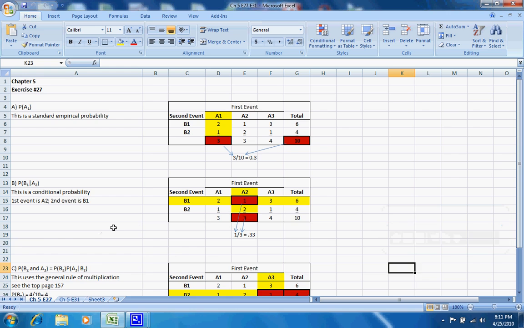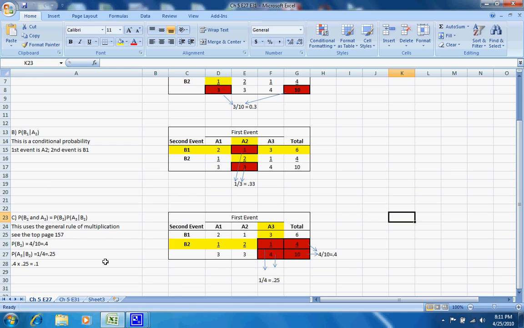The third part of this question, part C, is going to make use of the general rule of multiplication, and there's a really good example of this outlined on page 157 of the textbook. What we're going to do here is this is asking for the probability of both B2 and A3 occurring, and this is going to be a multiplication situation. Notice that I've rephrased it, so it's going to be the probability of B2 times the probability of A3 conditional on B2. So B2 has to happen and then A3 has to happen.